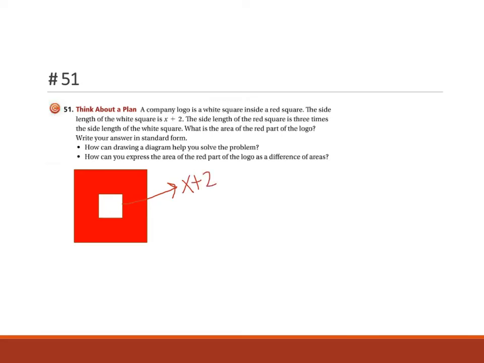The problem gives me some more information. So these are things that I know up front. The side length of the red square is 3 times the side length of the white square. So in order to illustrate that, I'm going to write that this side length, the red one, is 3 times the side length of the white one, or 3 times the quantity x plus 2. The question is asking me what is the area of the red part of the logo. So I really need a plan for finding the red part.